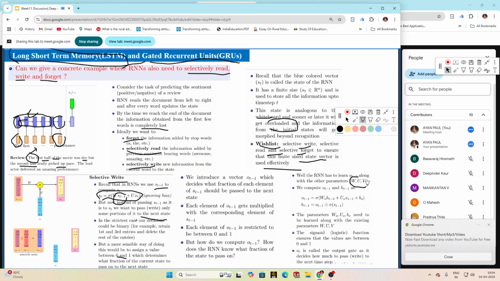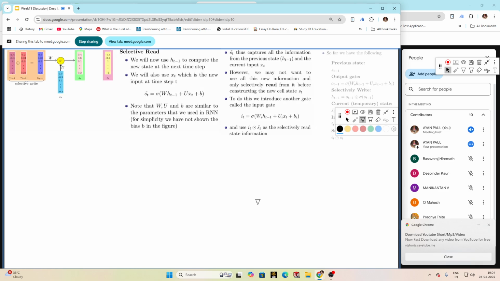These are the parameters we are adding. Earlier we had the parameters W, U, V. Now we are using the parameters W_o, U_o, and b_o whenever we compute this o_{t-1} for the previous hidden state. So this is the thing. Now the second thing is selectively read. How can we selectively read?